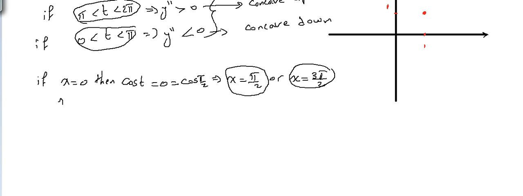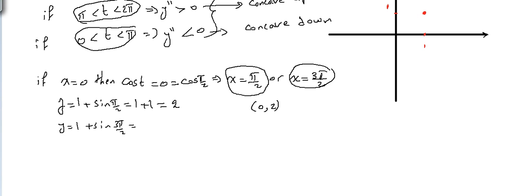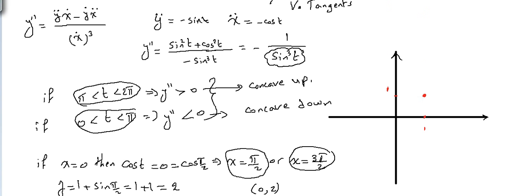In this case, y is equal to 1 plus sine pi over 2. Sine pi over 2 is equal to 1, so the answer is 2. So I have the point (0, 2). And y equals 1 plus sine 3 pi over 2, which means 1 minus 1, because sine 3 pi over 2 is minus 1. The answer is 0, so we have abscissa 0, ordinate 0. These two points are very important for my drawing: (0, 0) and (0, 2).